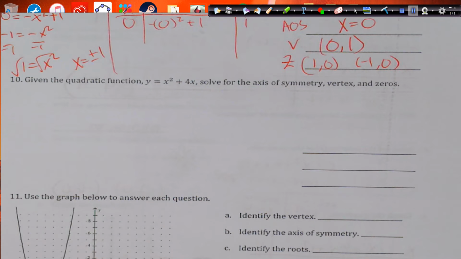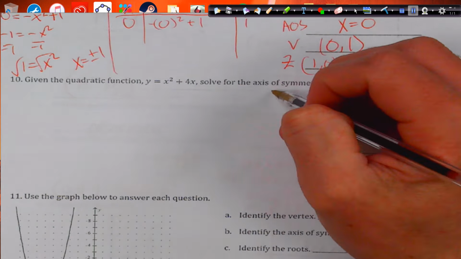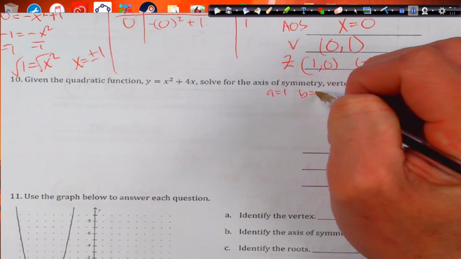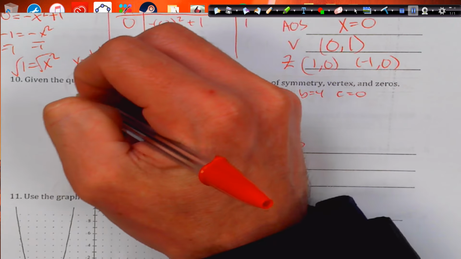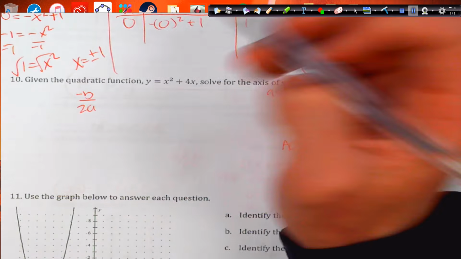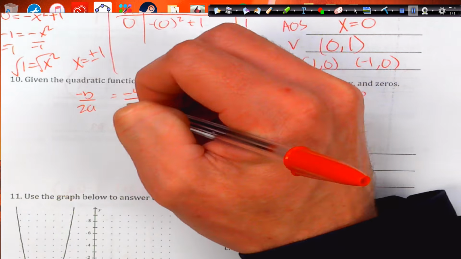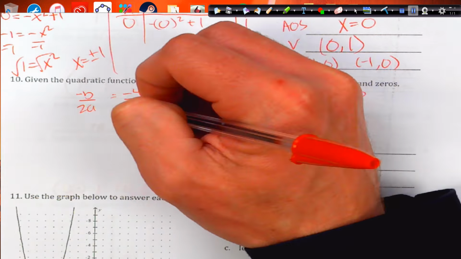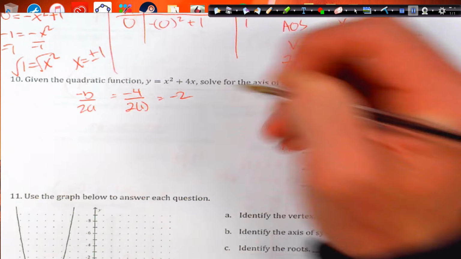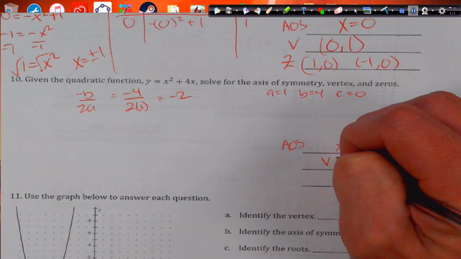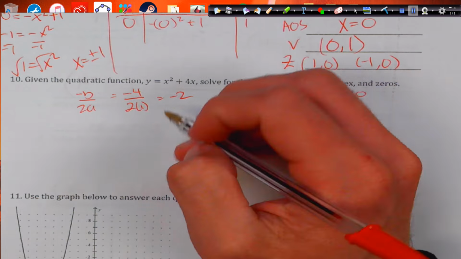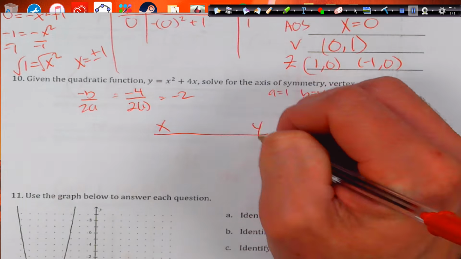Given the quadratic function, solve for the axis of symmetry, vertex, and zeros. Wow, they really want us to get this down, which is good. A is 1, B is 4, and C is 0. So the axis of symmetry we'll find using -b over 2a. That's going to be -4 over 2 times the a value, which is 1, which is -2, so x equals -2. The vertex then is -2 comma something, so we're going to plug it into my x and y table.